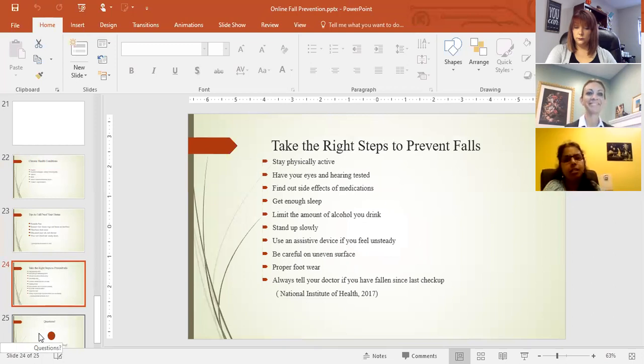All right, so taking the right steps to prevent falls, it's going to be a gist of everything we talked about. Staying physically active, especially if you are staying at Westminster, make sure you go work out with Lauren. She does a fabulous job keeping you active and just moving. Keep challenging your balance. I know she does a balance class, so make sure you participate in that.